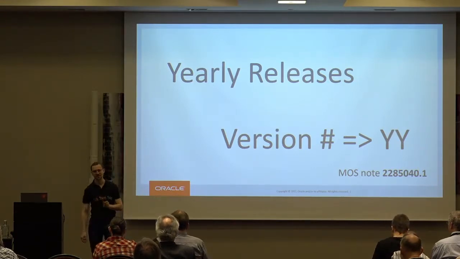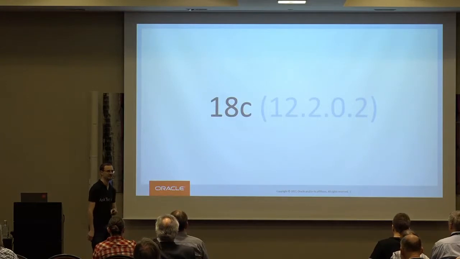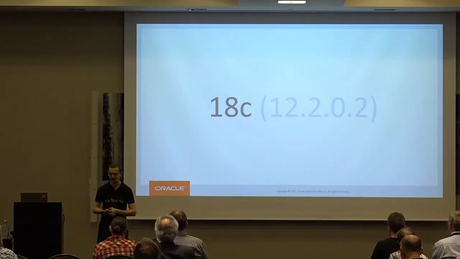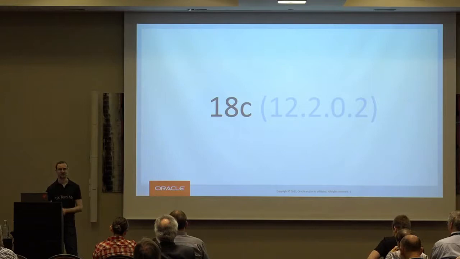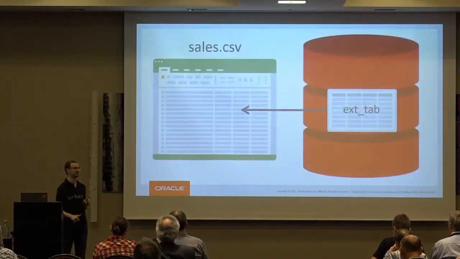So I'm going to cheat a little bit. For most of 18C's life, it was actually referred to internally as 12.2.0.2. So I might cheat a little bit and steal some 12.2 features in this talk today. That's enough of that. Let's talk about some technical stuff. So we'll start with external tables.